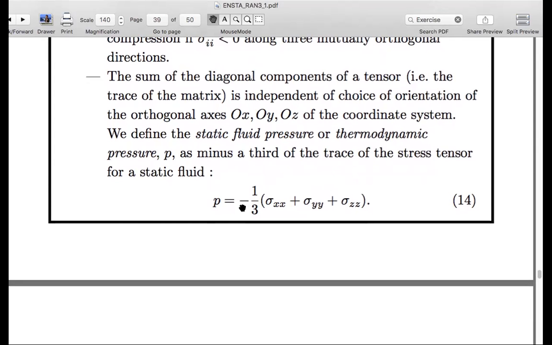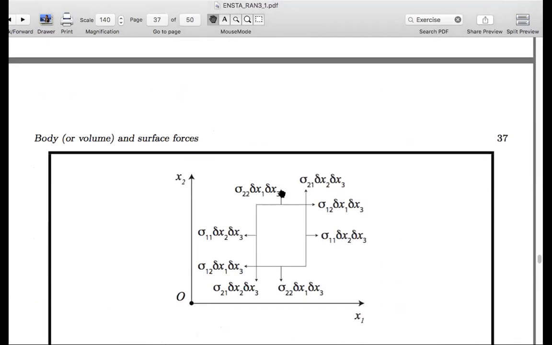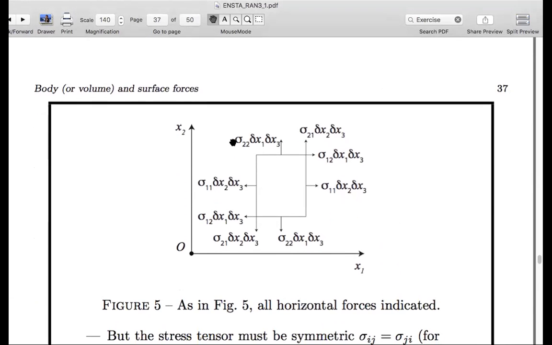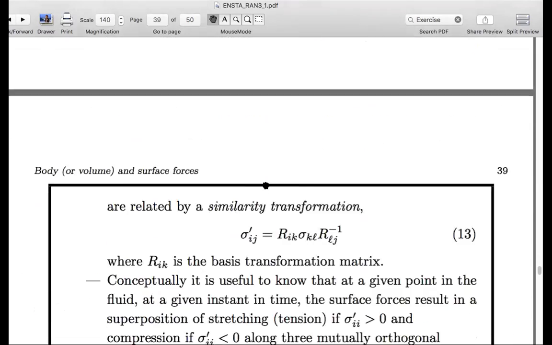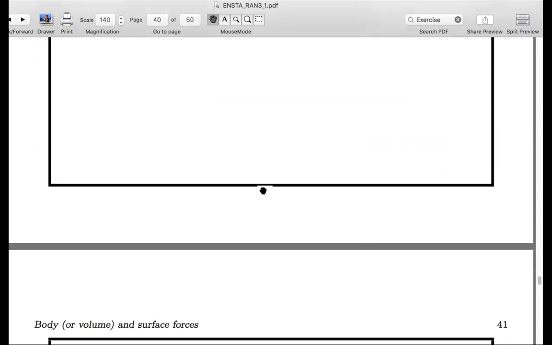Why is it minus? Well, if we go back to that diagram, we notice that just by convention, if the diagonal sigmas, sigma 2,2, sigma 1,1, were positive, then there would be forces pulling this cube apart. But pressure is doing the opposite, right? It's squishing the cube together and trying to make it smaller. So the pressure is minus the average of these normal stresses. And in particular, that's the thermodynamic or static fluid pressure. So pressure is a normal stress.